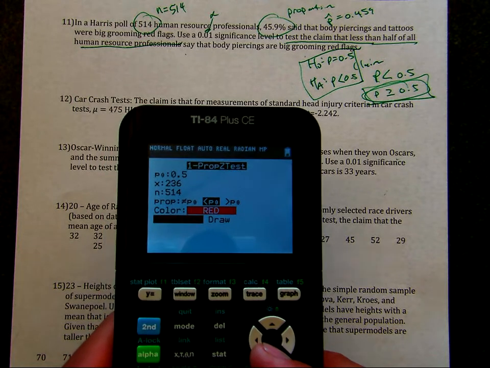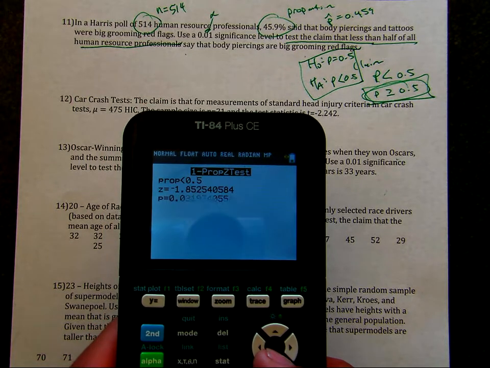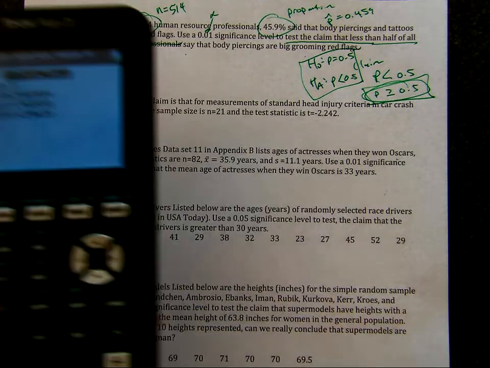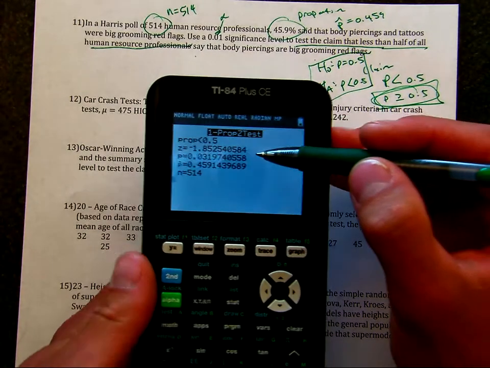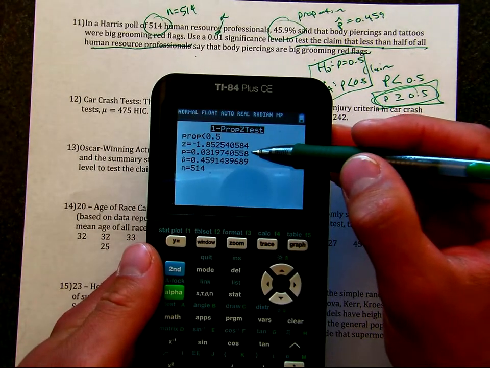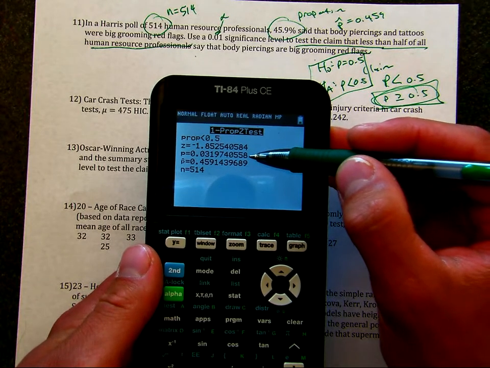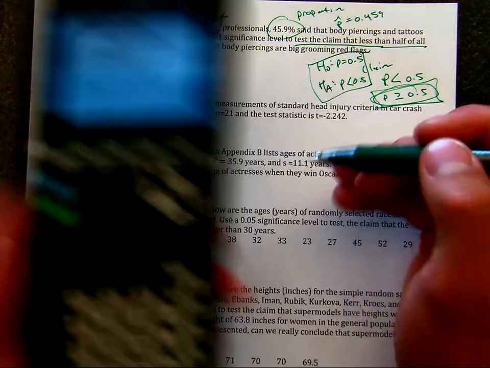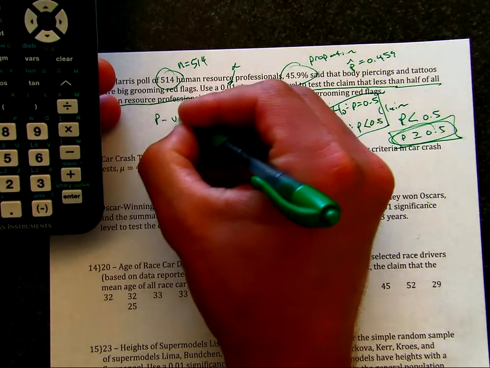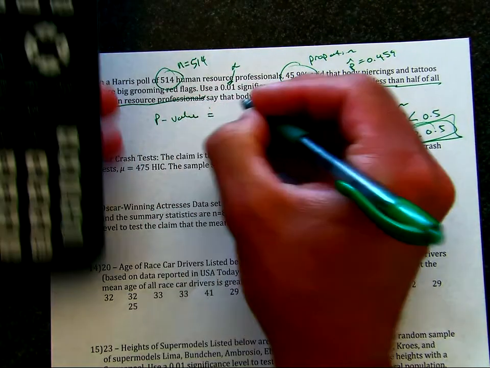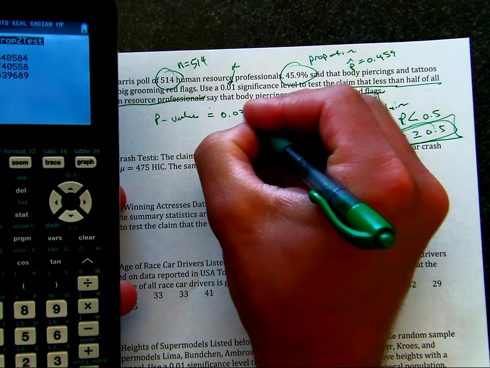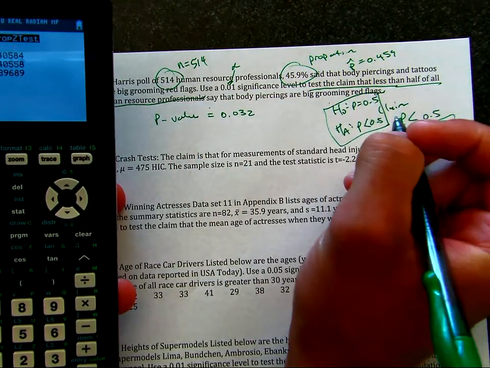And you'll see that we have our test statistic and we have our p-value right here. Based on this, we would fail to reject because our p-value is equal to 0.032. That's this piece right here. And our alpha value is 0.01.